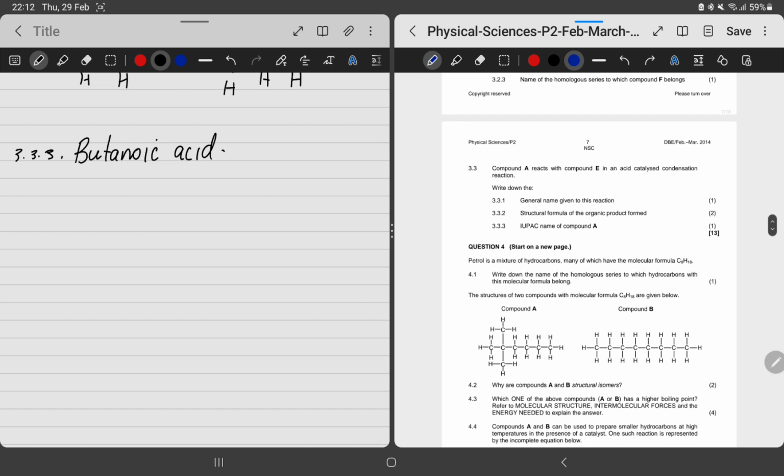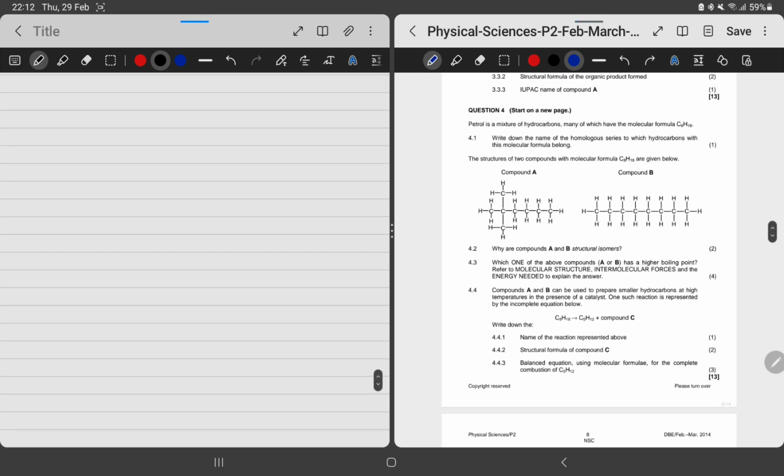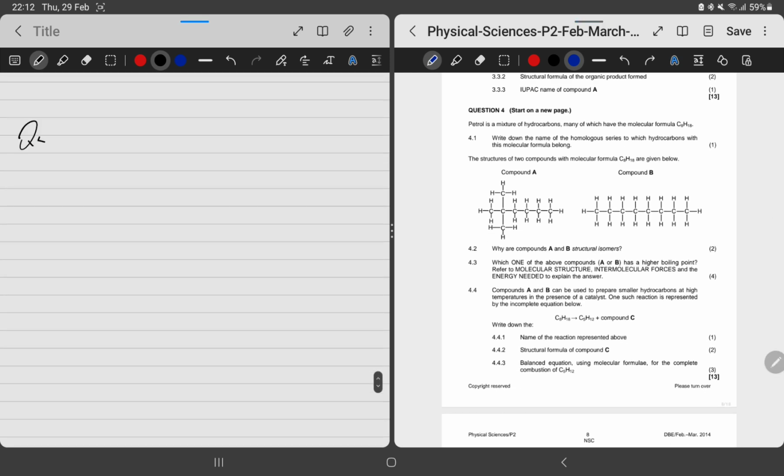Okay, moving on to question 4. Petrol is a mixture of hydrocarbons, many of which have the molecular formula C8H18. Write down the name of the homologous series to which hydrocarbons with this molecular formula belong.